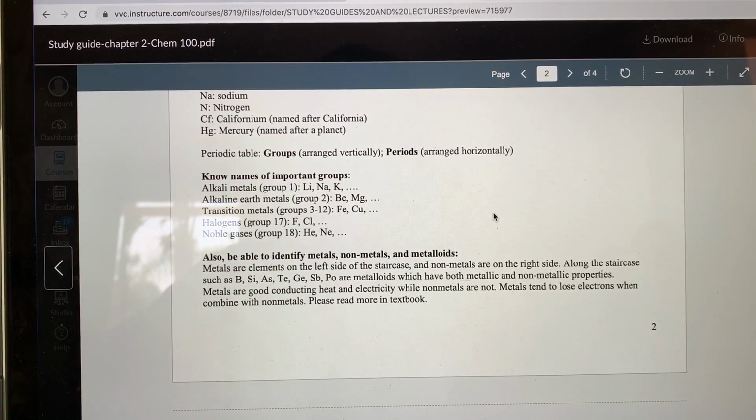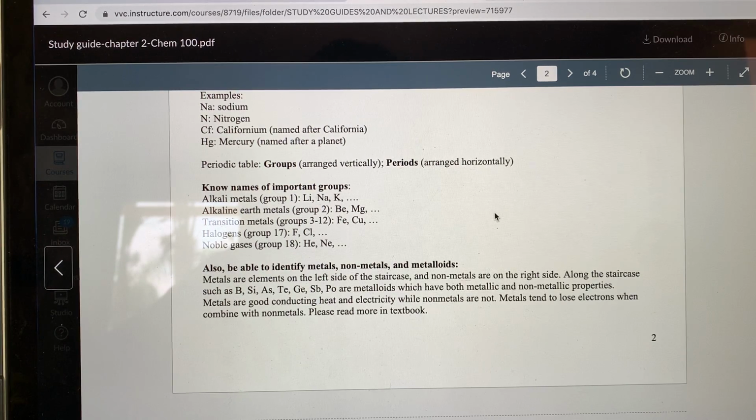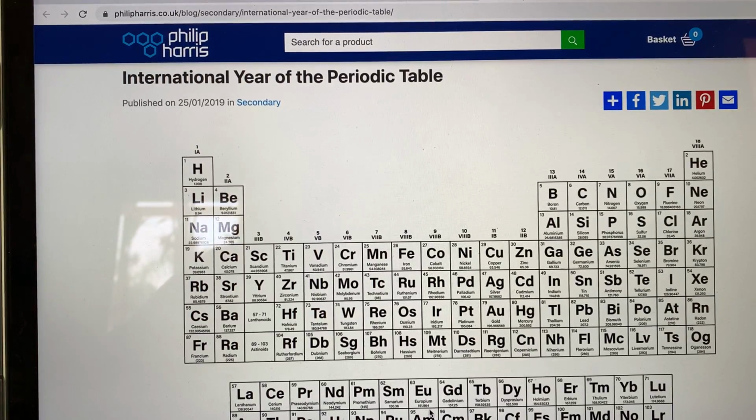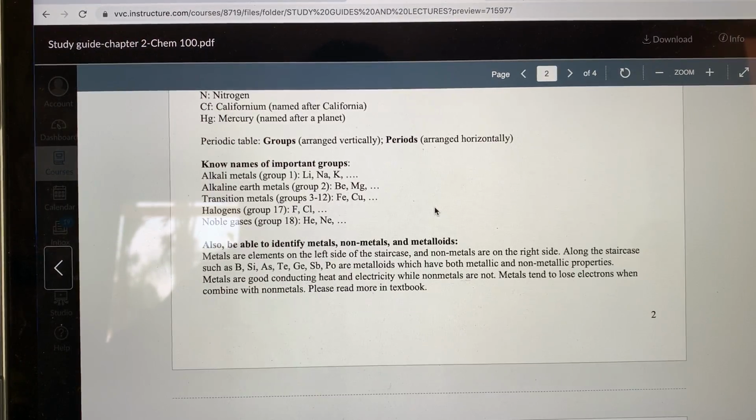Okay, there's also one that's named after Einstein. It's Einsteinium, and it's right here. Einsteinium is number 99, right next to Californium. Californium is 98, Einsteinium is 99. Okay, you should be able to name the groups.